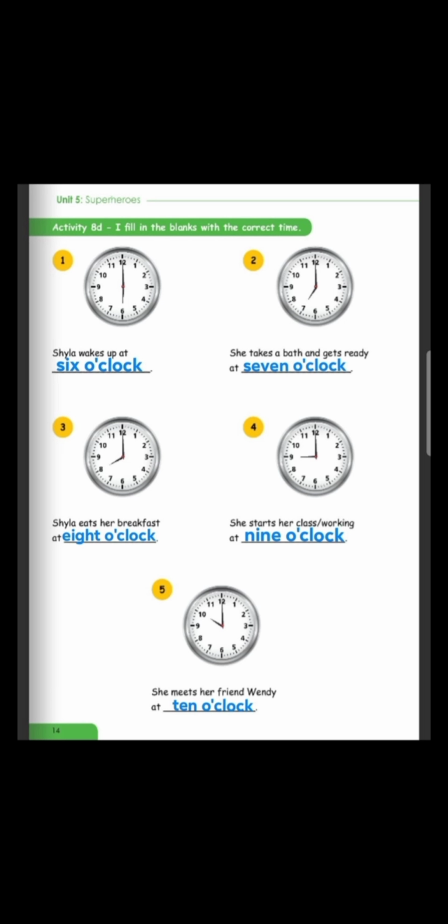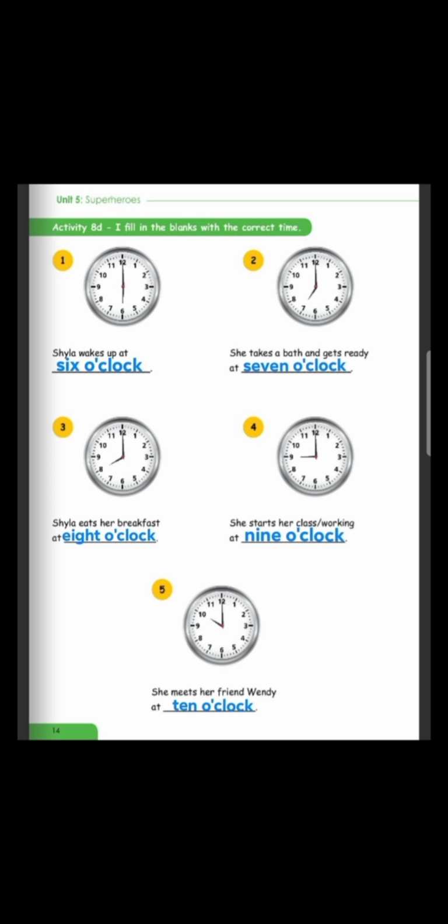This is how your work should be in your copybook. Let us read together. Number 1. Sheila wakes up at 6 o'clock. One more time. Sheila wakes up at 6 o'clock. Number 2. She takes a bath and gets ready at 7 o'clock. Number 3. Sheila eats her breakfast at 8 o'clock.